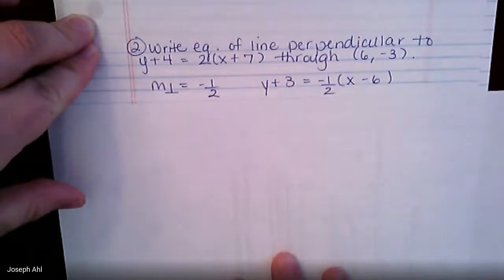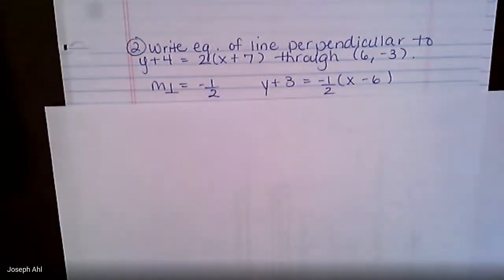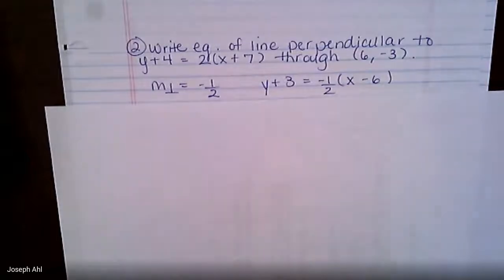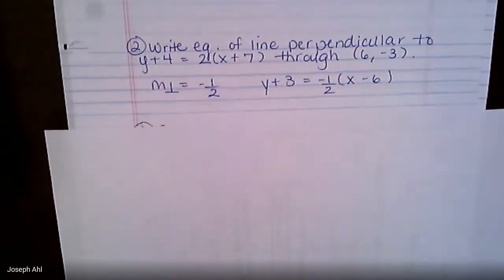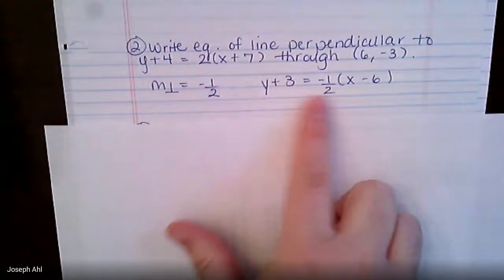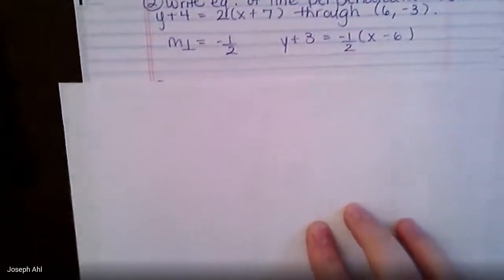So in point-slope form, there we are. Y plus 3 equals -0.5 times x minus 6. This probably wouldn't be so bad either to distribute the slope in because half of 6 is a nice number. There's not a requirement that says we need to do that in this case. So you know what? This is acceptable right here. I'm going to stop with point-slope form.